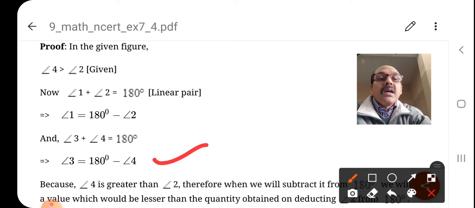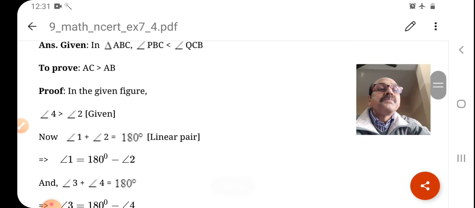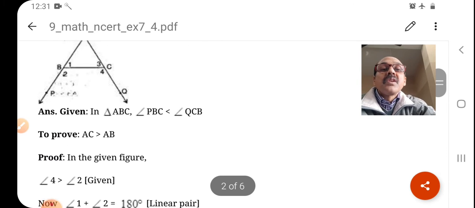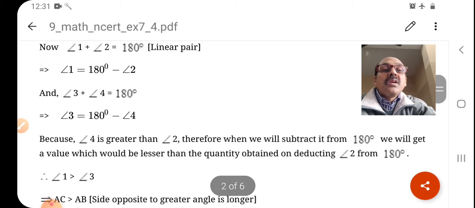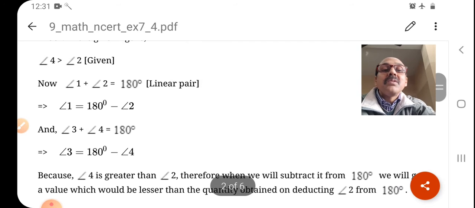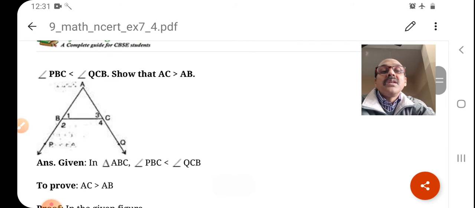Because angle 4 is greater than angle 2, it is given in the question, when we subtract angle 4 from 180 degrees, we will get a value lesser than the quantity obtained on deducting angle 2 from 180 degrees. That means angle 1 is greater than angle 3.